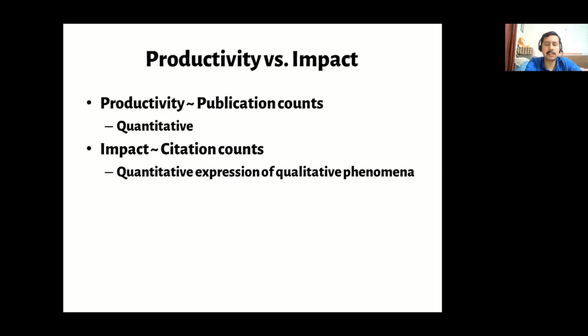Impact is measured in terms of the number of citations received by an author or a researcher for his or her publications. Even though it symbolizes quality or the utility or usefulness of the publications made by an author, it is a quantitative expression of a qualitative phenomenon. Both productivity and impact are considered important for an author's research profile.